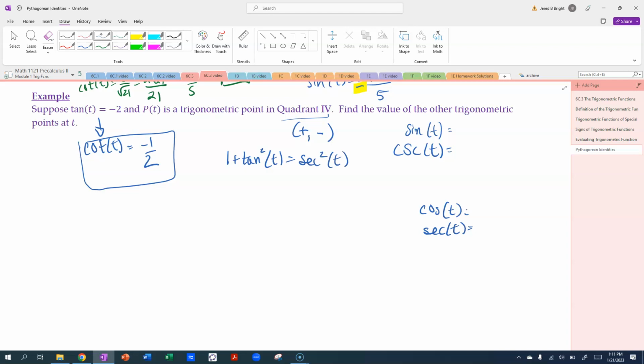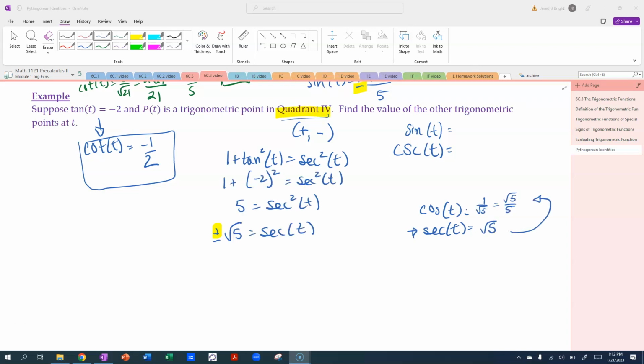Okay, I want you to pause the video, try it out, and see what you get for secant. And then once you get it, see if you can find cosine. And once you get cosine, find sine. All right, so here was my work to get the value of secant. Okay, substituted -2 and went through the algebra. Secant ended up being positive square root of 5 because I was in quadrant 4, and secant relates to the x coordinate. So I went with positive square root of 5. And then I found cosine.